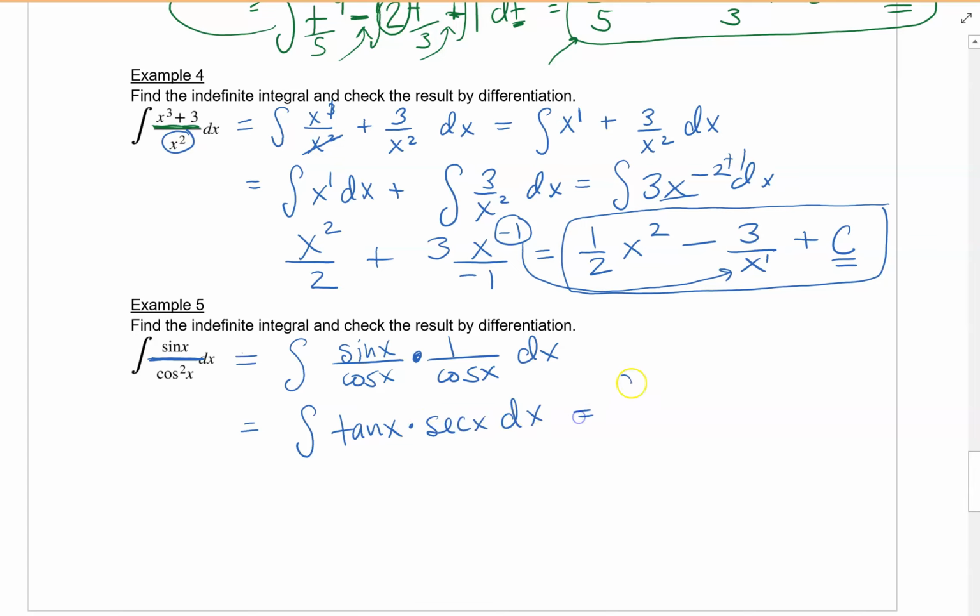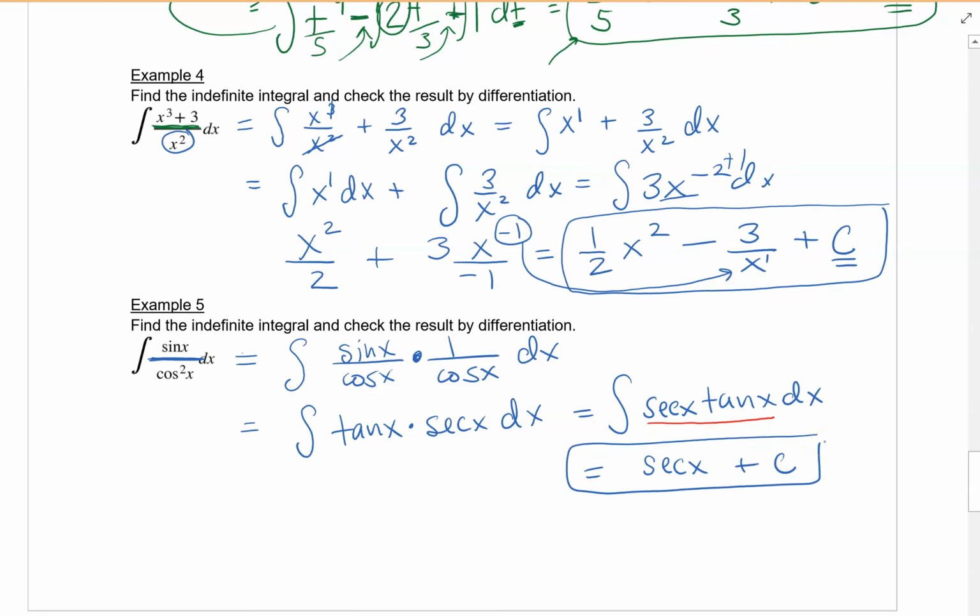Maybe I'll rewrite it the way we're more used to seeing it. So this is the same thing. So sine over cosine squared is the same thing as secant times tangent. Why is that important? Because we know what this is the derivative of, right? This is the derivative of secant. So secant is the antiderivative of this. The antiderivative of secant tangent would just be secant x plus a constant. And that is our answer for example 5.